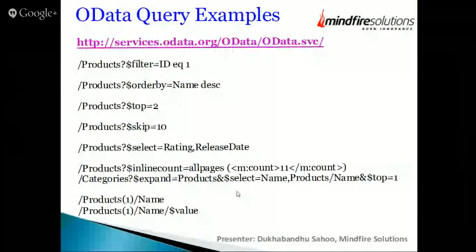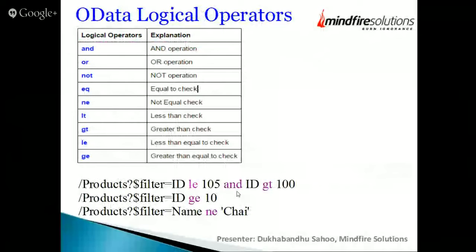So we'll see some of the logical operators which are used in OData. Keep in mind that it is case sensitive. So 'and' for the and operation, 'or' for or operation. Similarly, 'ne' for not equal to, 'lt' for less than, 'gt' for greater than, 'le' for less than or equal to, 'ge' for greater than or equal to. You can see I have included some examples, like here I am filtering by ID where ID is less than or equal to 105 and ID is greater than 100. So you can use not equal to also, like name is not equal to chai.